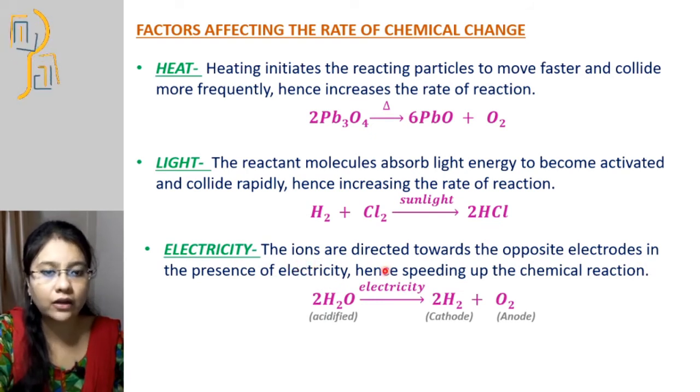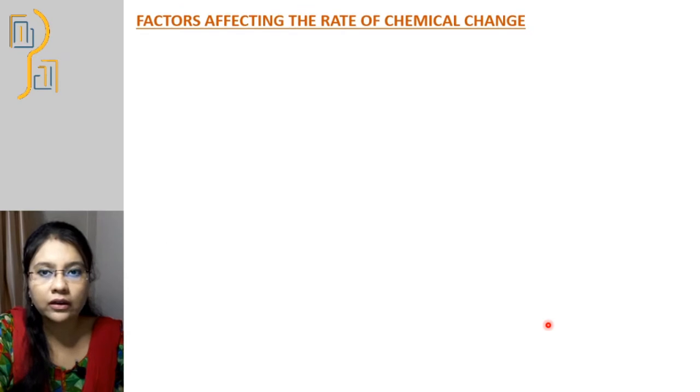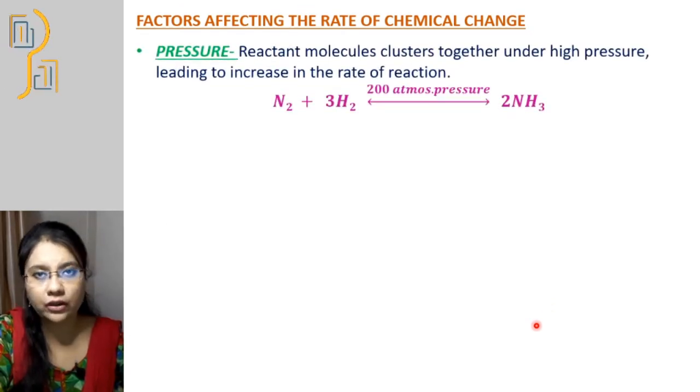The ions are directed towards the opposite electrodes in the presence of electricity, and hence it speeds up the chemical reaction. When acidified water is taken and electricity is passed, it forms 2H2 and O2 at the respective electrodes. The next factor is pressure.